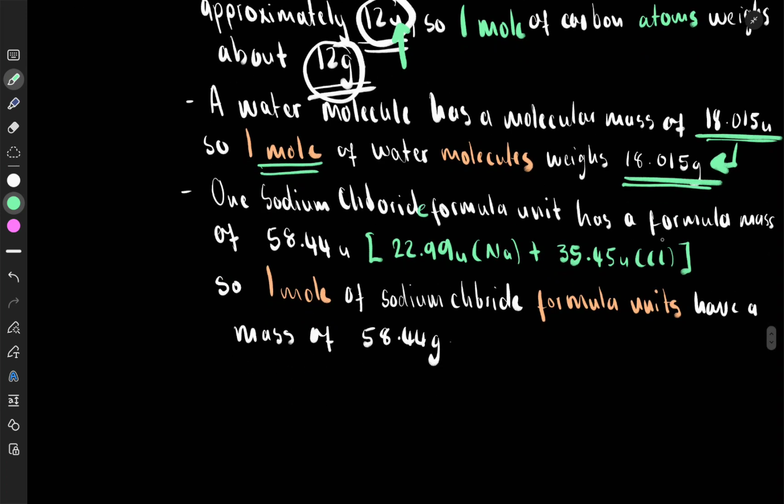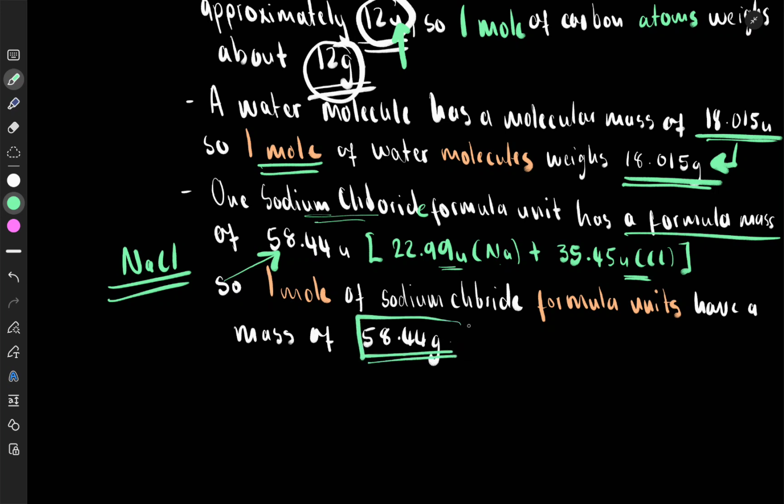Sodium chloride had a formula mass of 58.44 u. And how did we get it? We got the mass of sodium plus the mass of chlorine, right? And we got 1 sodium chloride formula mass. It came from NaCl. Now, for 1 mole of sodium chloride, we know what its mass would be. It will be 58.44 grams. That will be 1 mole, now in grams.